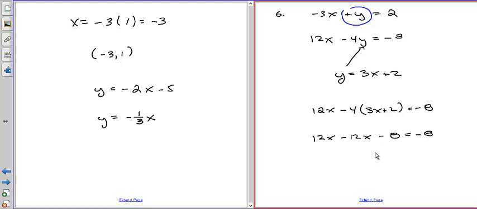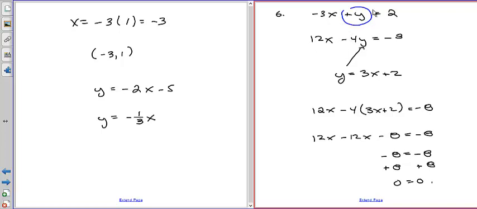This is a special case one, so we haven't talked about it in class, but what you get here is 0. You get 0 equals 0. And what that means is, how did I get 0 equals 0? Well, you can see these added together: 12x minus 12x is 0, and then you get negative 8 equals negative 8, and if you add 8 to both sides, you get 0 equals 0.